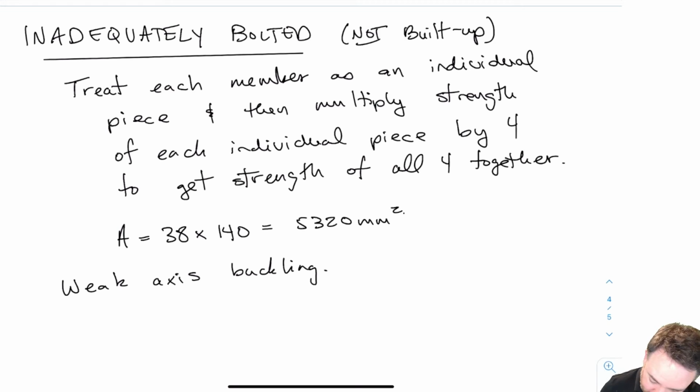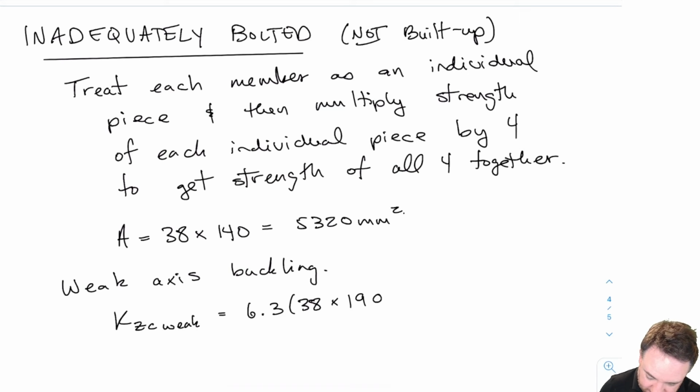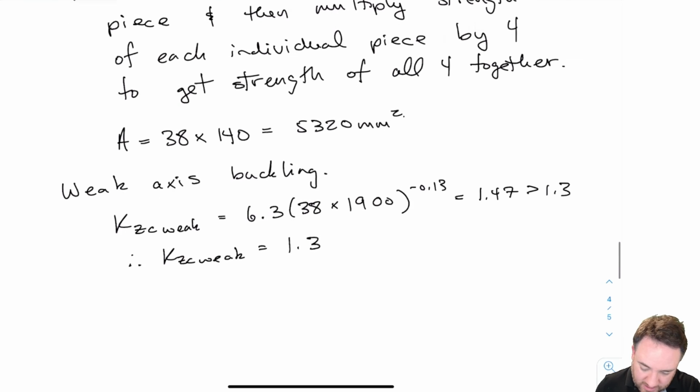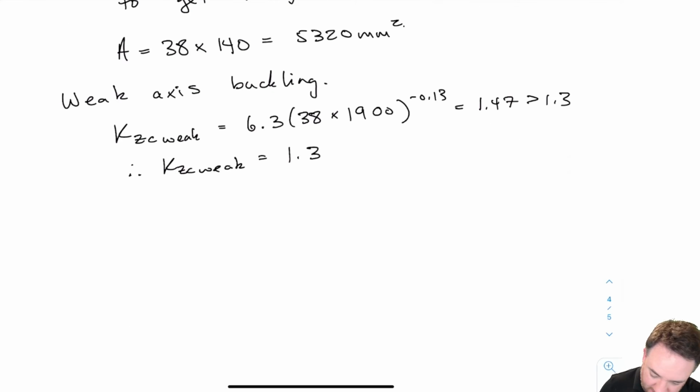Okay, so KZC for weak, in this case, is the same as it was before for weak axis buckling for the built-up section. Since this is a size effect, it doesn't get affected by building the section up. So 1.47 again, which is greater than 1.3. Therefore, KZC weak is 1.3. Very good. Okay, so we continue by calculating now the slenderness.